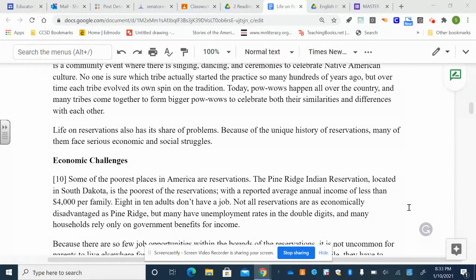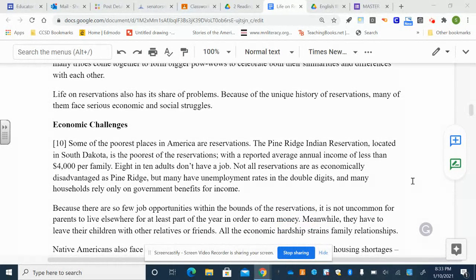Life on reservations also has its share of problems. Because of the unique history of reservations, many of them face serious economic and social struggles. Economic challenges. Some of the poorest places in America are reservations. The Pine Ridge Indian Reservation, located in South Dakota, is the poorest of the reservations, with a reported average annual income of less than $4,000 per family.